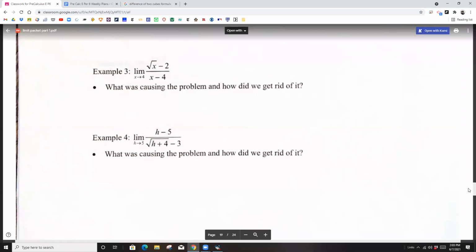All right, now, example 3. We plug in 4 and we get indeterminate, right? So we're trying to do example 3 by substitution. So you plug in that, you plug in that, you get square root of 4 is 2, minus 2 is 0, 4 minus 4 is 0. All right, so now what do we do?